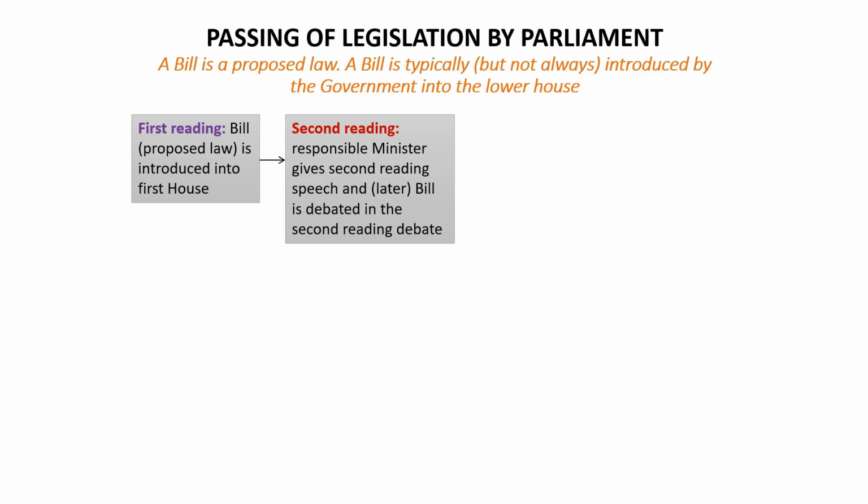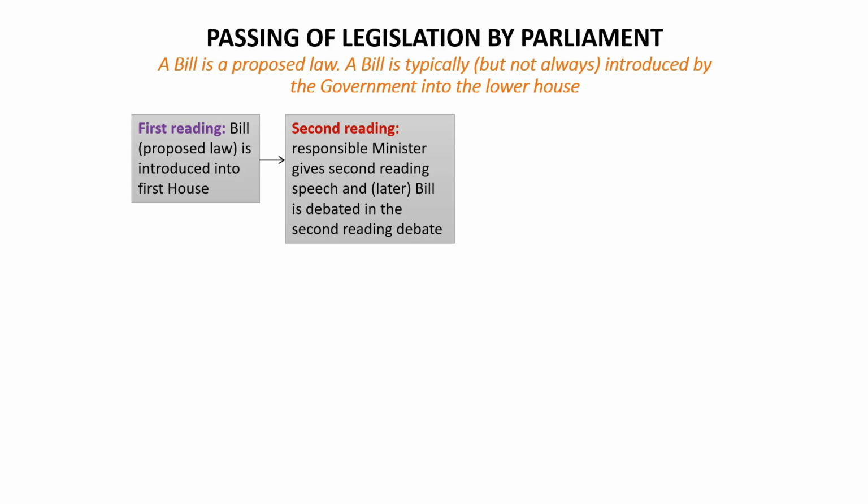So, for example, if the bill is about education, then it will be the Shadow Minister for Education who gives this speech. In this speech, the Shadow Minister will outline the opposition's views on the bill and whether the opposition intends to vote in favour of the bill, or to propose changes to the bill, or to vote against the bill. After the Shadow Minister's speech, other members of the House, that is, members of the government, members of the opposition, and the crossbenchers, have the opportunity to explain their views on the bill.